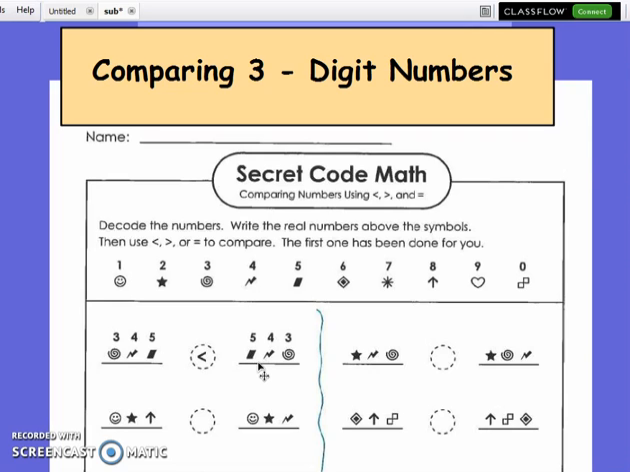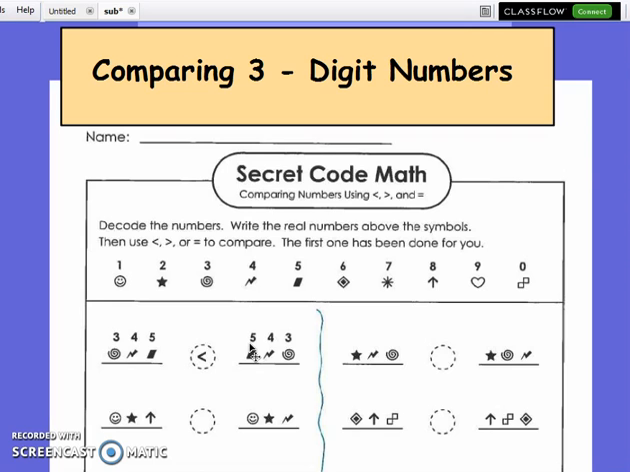I have to come over and decode this number as well. Once I have the numbers decoded, I'm ready to compare to see, is it less than, greater than, or equal to? And whenever we're comparing numbers, remember we start with the greatest place value. In this case, they both have hundreds. So I ask myself, which is bigger, 300s or 500s? What do you think? You're right, 500s is bigger.